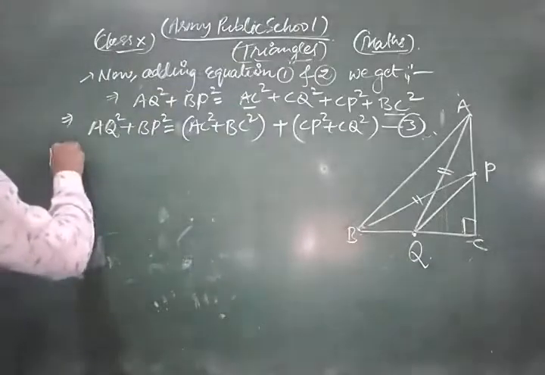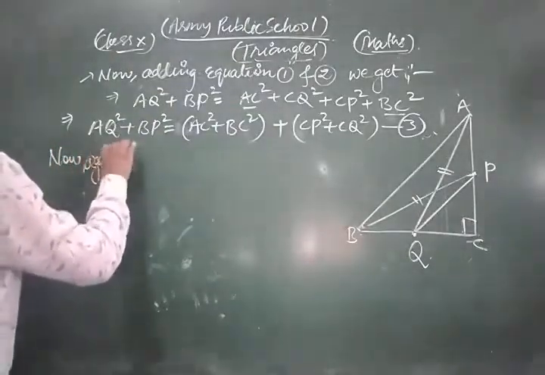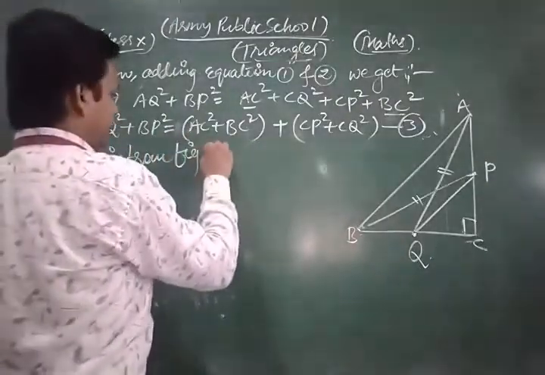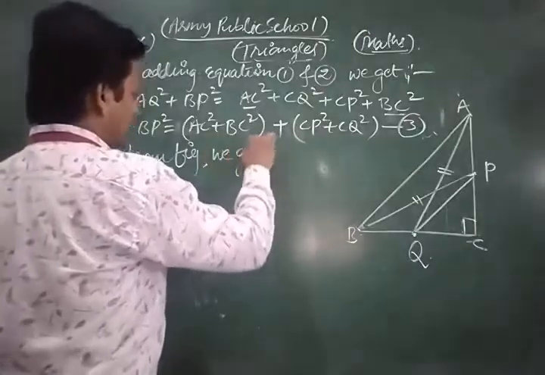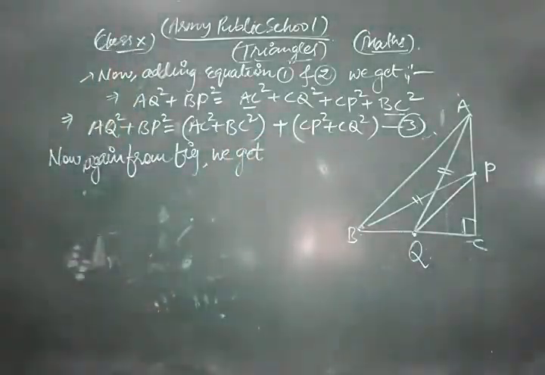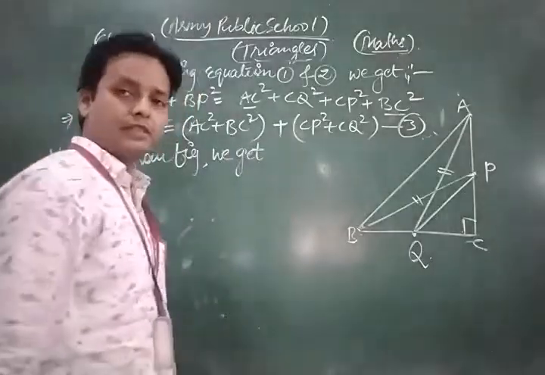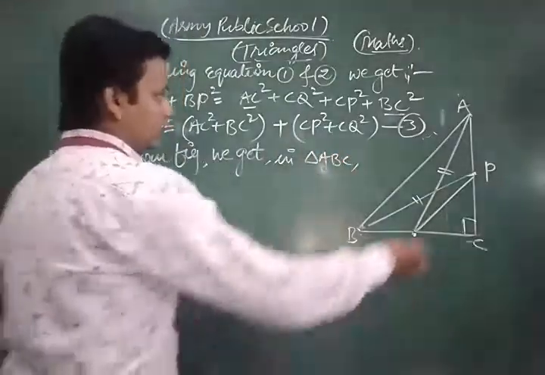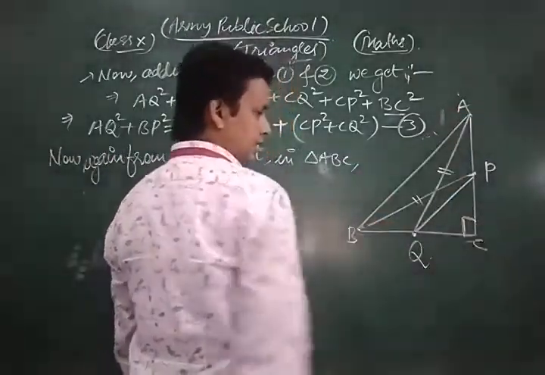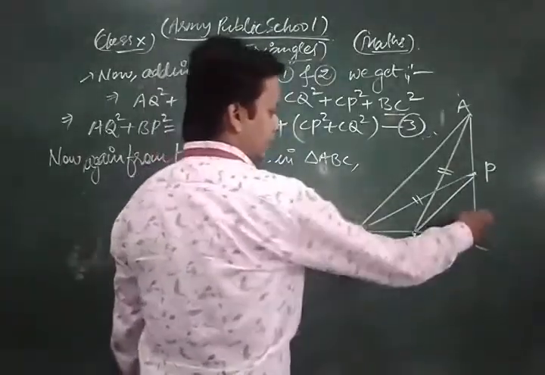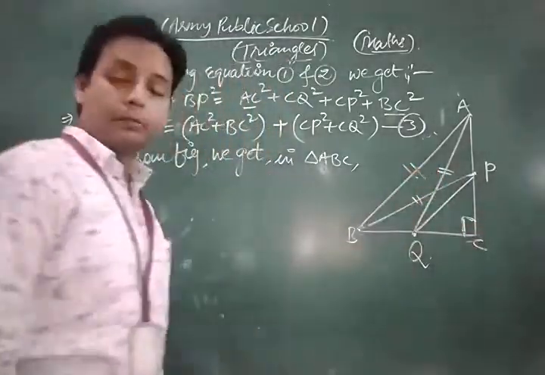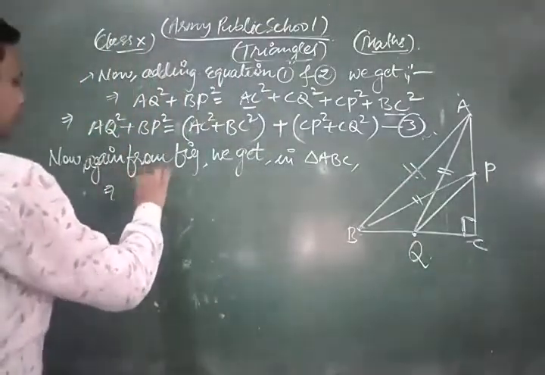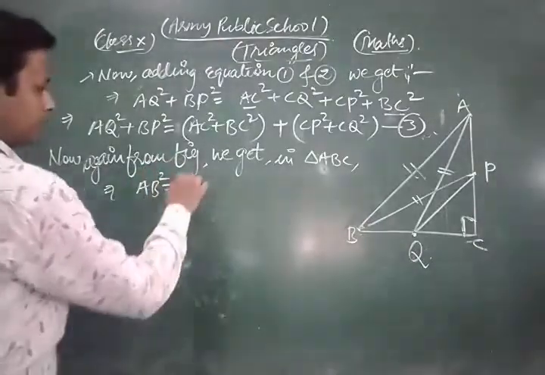Now again, from the figure we get: look in the figure, in right angle triangle ABC, angle C is 90 degrees, and the side opposite to that is AB, meaning the hypotenuse. So AB square is equal to what? AC square plus BC square.